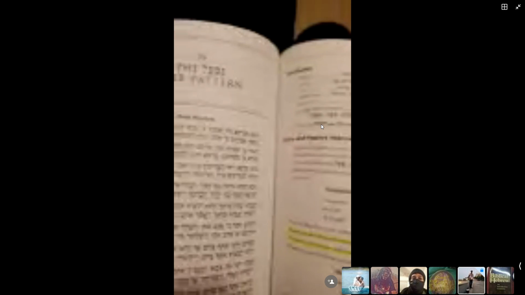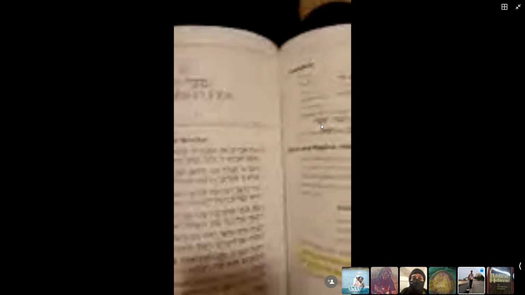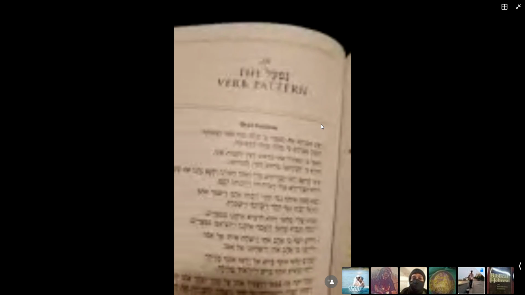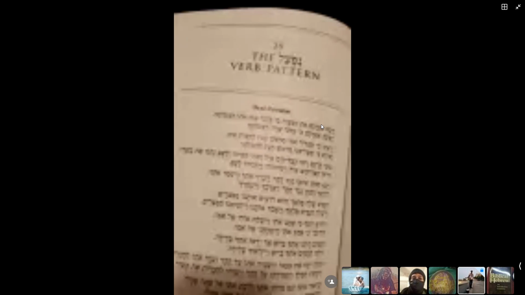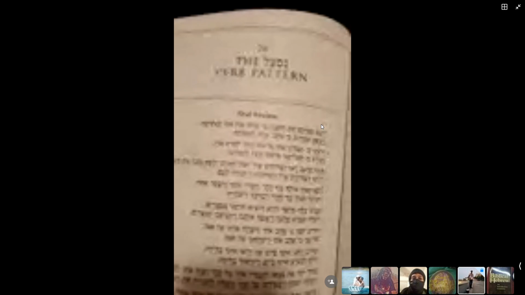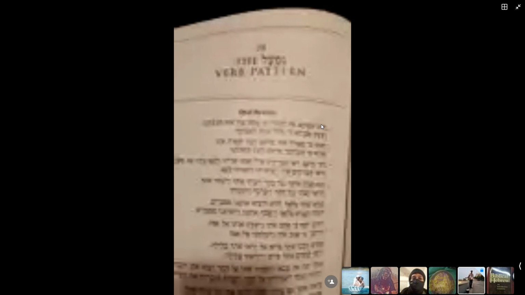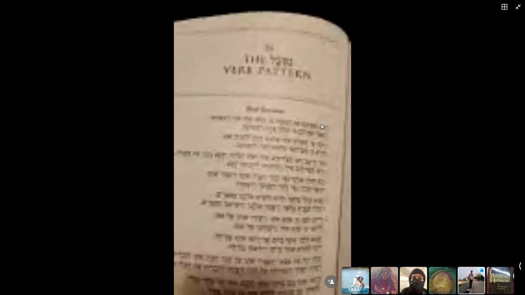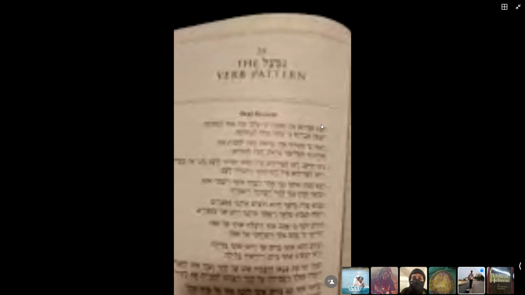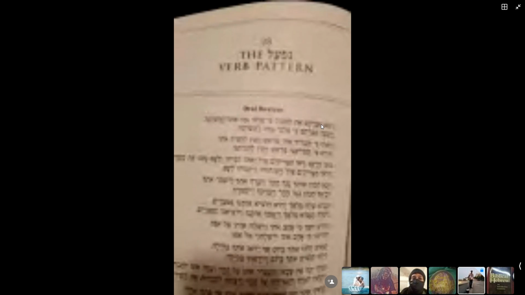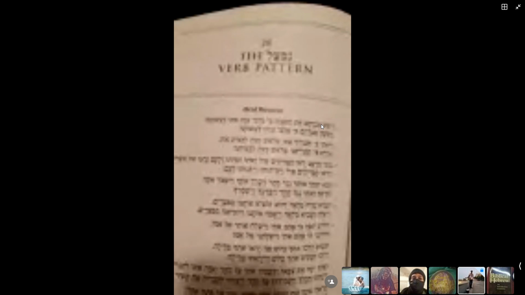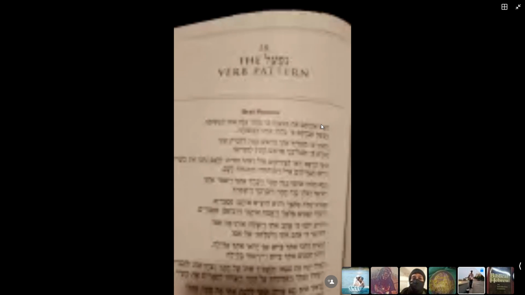All right, so the nifal. This is chapter 28 on page 330. The nifal is essentially the passive version of the pa'al. Pa'al being your simple active, the nifal being your simple passive. So essentially, in the pa'al, the subject is doing the action, but with the nifal, the subject is on the receiving end of the action.